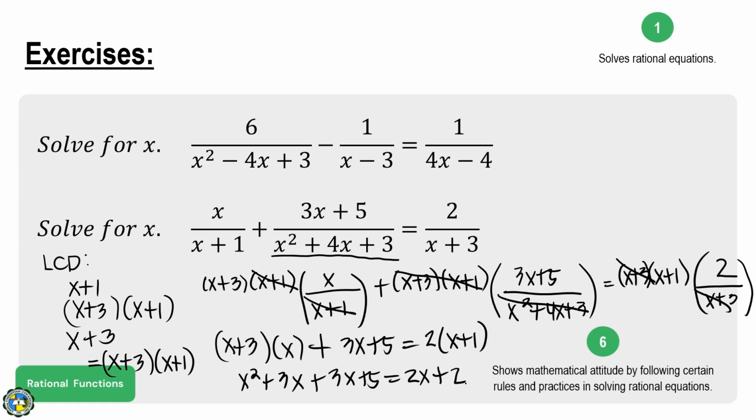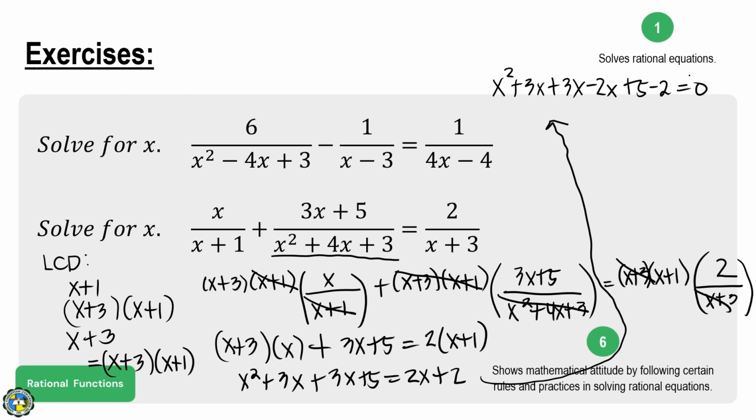And then, simplify this by combining the like terms. So, let's extend it here. This will be x squared plus 3x minus 2x plus 5 minus 2 equals 0. And then, let's simplify. Combine like terms, we have x squared. 3x minus 2x is x, and 5 minus 2 is positive 3 equals 0. And as you can see, we again formed a quadratic equation.